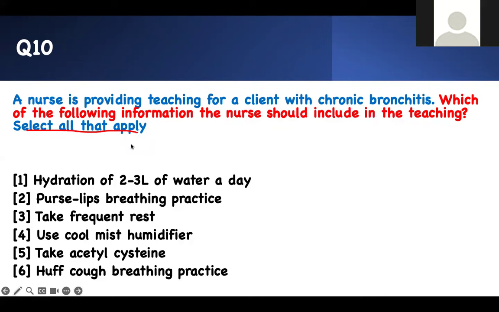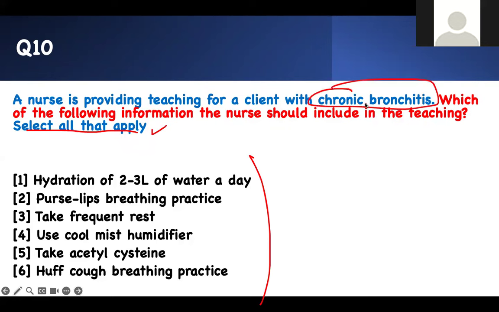And a nurse is providing teaching for a client with chronic bronchitis. Which of the following information should the nurse include in the teaching? Select all that apply. Go for the buzzword. Select all that apply. Don't select everything if you don't know. Pick those you're confident about. Don't over-select.